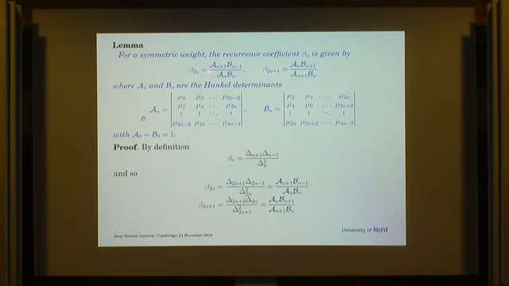Now for symmetric weights, we can therefore write the recurrence coefficient beta 2n in terms of these an's and bn's. This is very simple, it just comes straight from the definition. You just put these in and you get the answers as what you have. So you've got this representation of the recurrence coefficients in terms of these n by n matrices rather than 2n by 2n matrices.